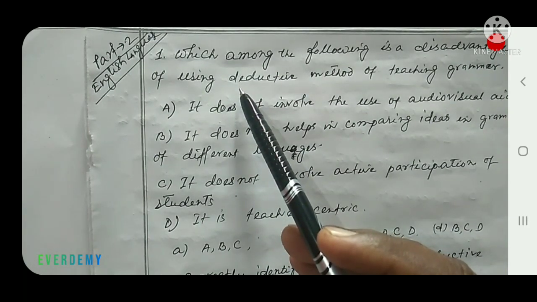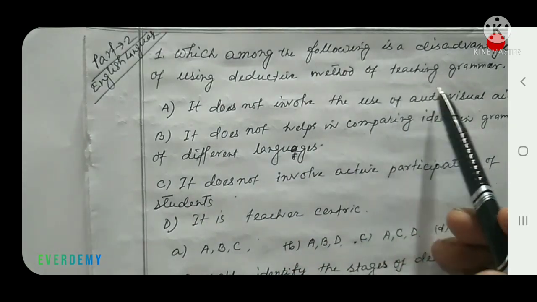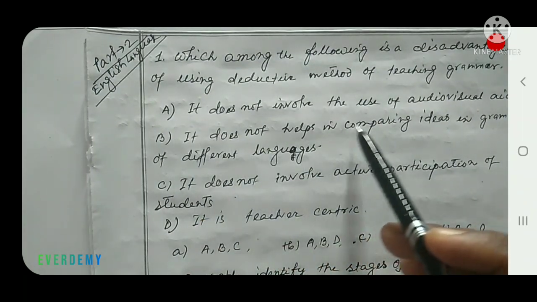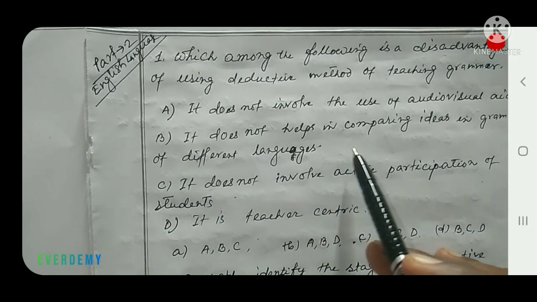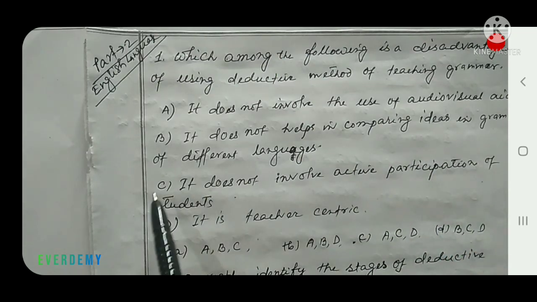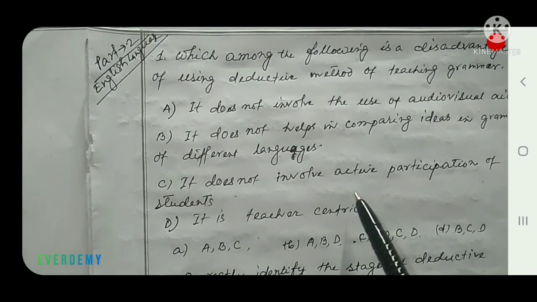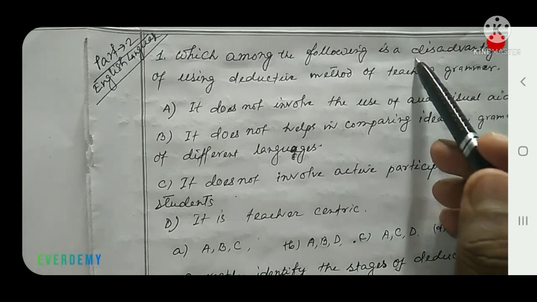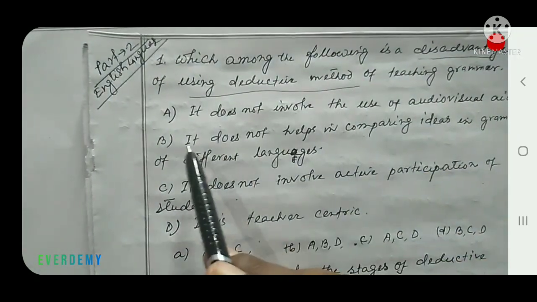Which among the following is a disadvantage of using deductive method of teaching grammar? A, it does not involve the use of audiovisual aids. B, it does not help in comparing ideas in grammar of different languages. C, it does not involve active participation of students. D, it is teacher-centric.